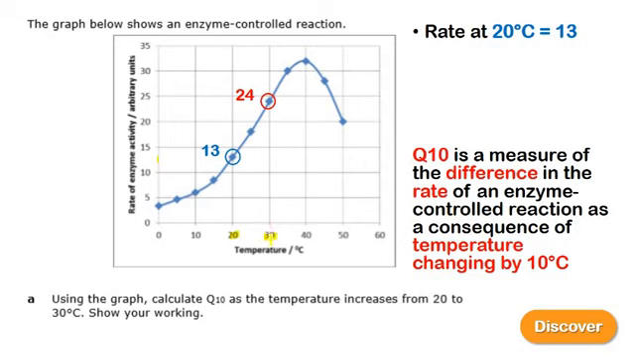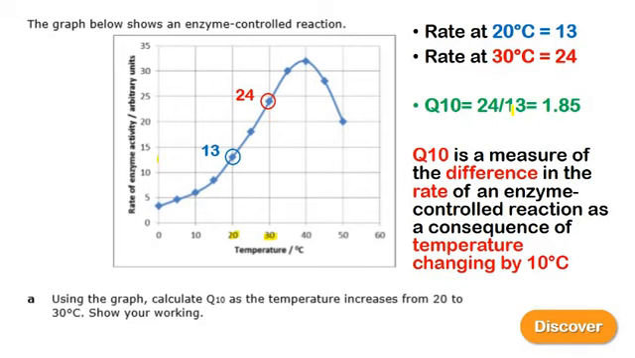Now the rate at 20 degrees plus 10 is about 24. Whatever the rate of reaction is at the higher temperature goes on top, and we divide that by the rate of reaction at 20, and in this case it gave us 1.85, which tells us that by changing the temperature by 10 degrees we have now almost doubled the rate of reaction.